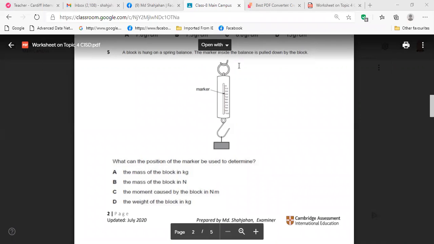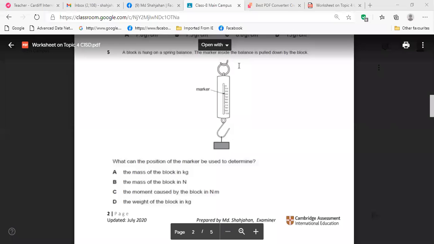A block is hung on a spring balance. The marker inside the balance is pulled down by the block. What can the position of the marker be used to determine? A. The mass of the block in kg. B. The mass of the block in Newton. C. The moment caused by the block in Newton per meter. D. The weight of the block in kg.